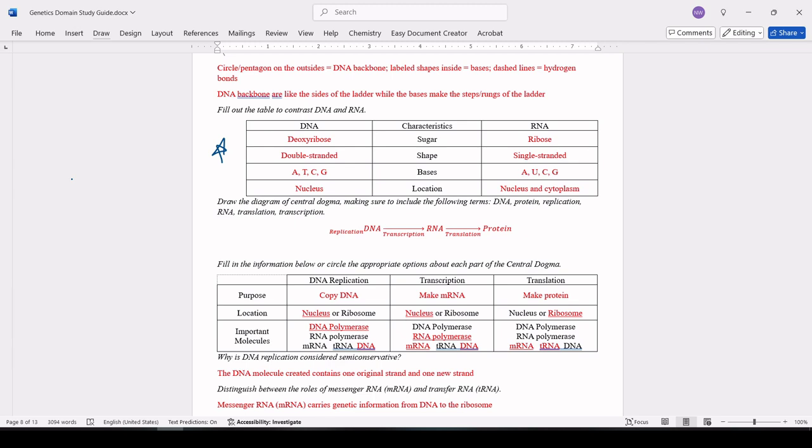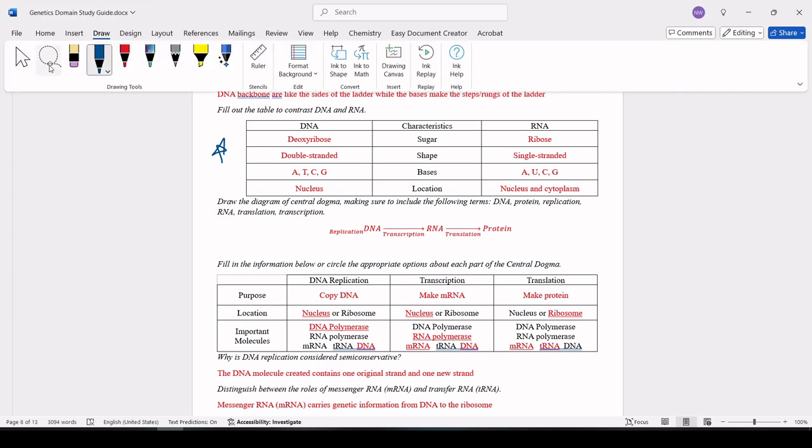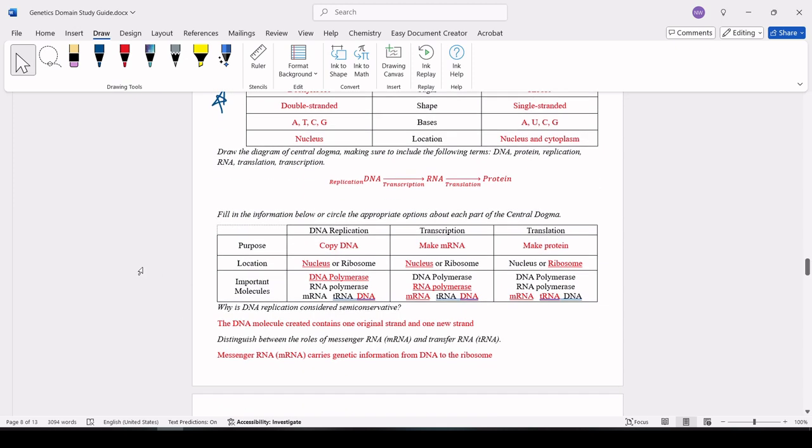So I'm kind of combining this question here, this diagram here, and this chart. So DNA replication's purpose is to copy DNA. It takes place in the nucleus because that's where the DNA is. And it uses a molecule known as DNA polymerase, which is what actually copies the DNA.